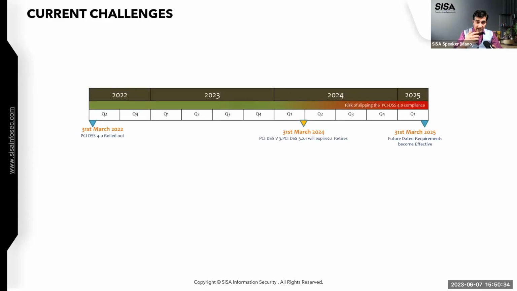I want to emphasize this one more time, that version 3.2.1 is going to expire on 31st March 2024. So time is reaching very, very fast. You guys need to start early, because implementing all these 64 controls is going to take time for your organization, right? And this is where companies are also looking for people who are experienced in this, who have the required knowledge and skill. And that is where you guys can play a very, very important part.